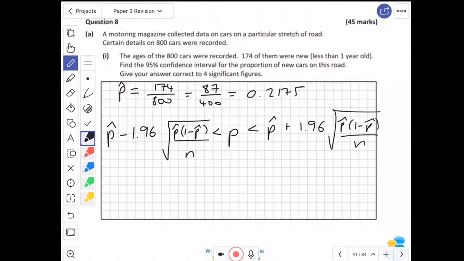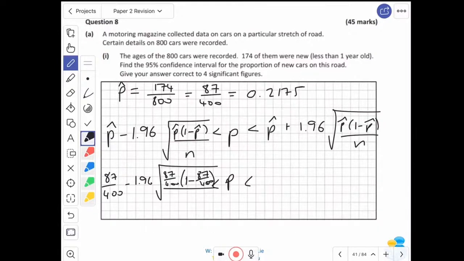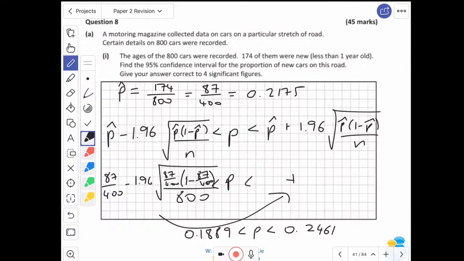Right, so that is going to give me 87 over 400 minus 1.96, and then you're just writing those in here. So 87 over 400 bracket 1 minus 87 over 400, all over N. And remember, N is the size of the sample that you took, so it was 800. Now, I'm not going to write this all out again, but you're going to write that exact same thing here, except there's going to be a plus in the middle instead of a minus. You're going to put all of the left-hand side into your calculator and all of your right-hand side into your calculator, and you're going to get 0.1889 and 0.2461. So we're saying that based on your sample proportion, P is going to be between those two at a 95% confidence interval. Okay.